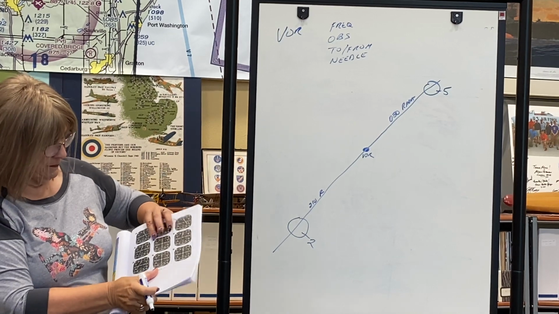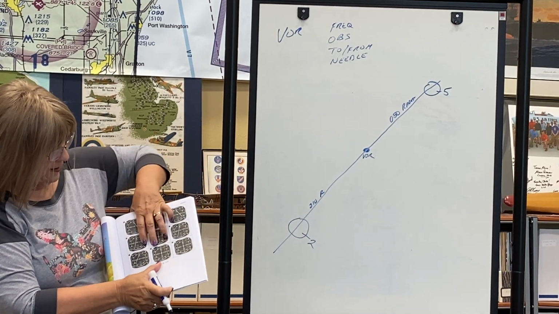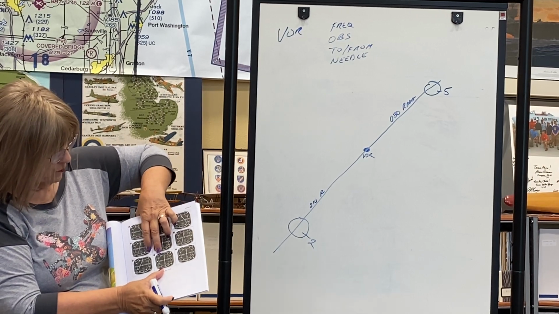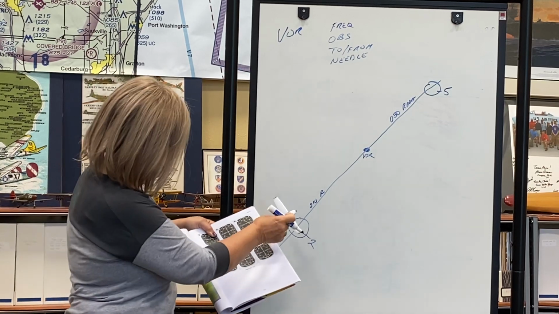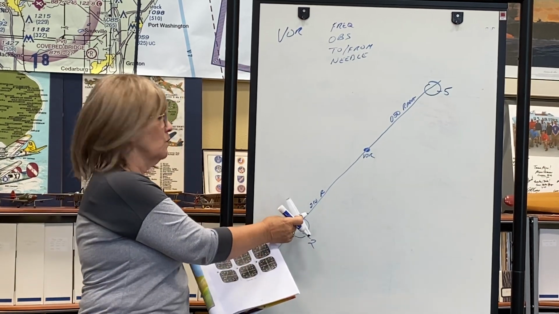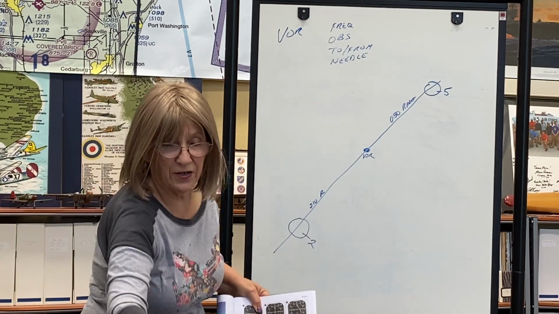Now the next one is number 8. He's on a reverse course. So this time number 8 is on a heading of 030, and he's going to the station. So that means number 8 is down here.